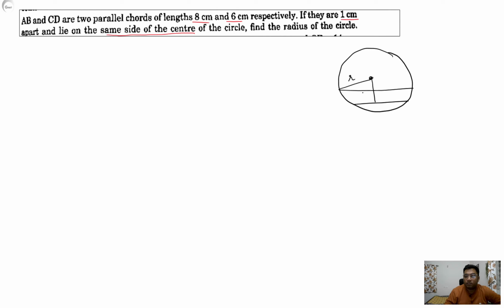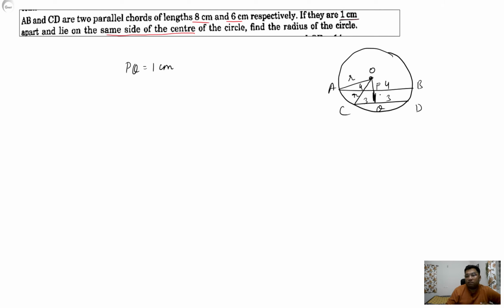This here is radius. This here is radius as well. This is 4, this is 4, this is 3, this is 3. So O, A, B, C, D, this point P, and this point Q. So please remember, the question is saying they are 1 centimeter apart, that means PQ is 1 centimeter. The distance between the two chords is 1 centimeter. Again, very simple application of Pythagoras theorem. Nothing special about this question. The question is saying find the radius of the circle. That's exactly what we are going to do.